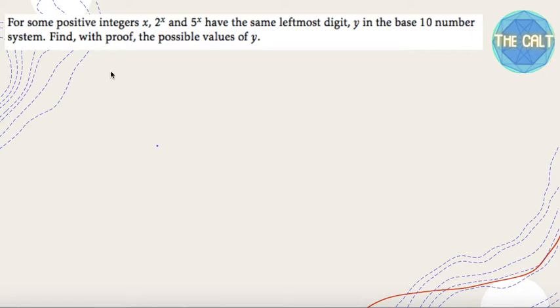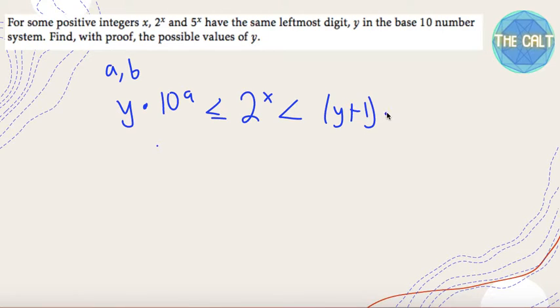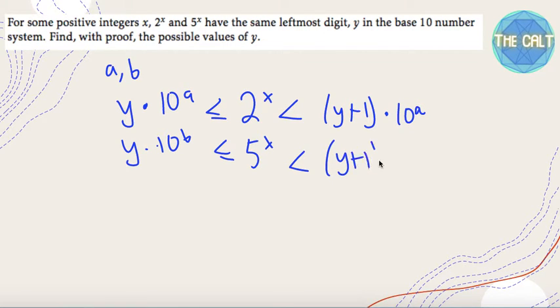So let's start by defining 2 variables, a and b. The reason I did that is we can write these 2 equations. y times 10 to the power of a is less than or equal to 2 to the power of x, and that's less than y plus 1 times 10 to the power of a. We can do the same thing for 5 to the power of x, except we're using variable b this time because they have different values, and 5 to the power of x is definitely going to be more than 2 to the power of x. So a and b cannot be the same. That's y plus 1 times 10 to the power of b.